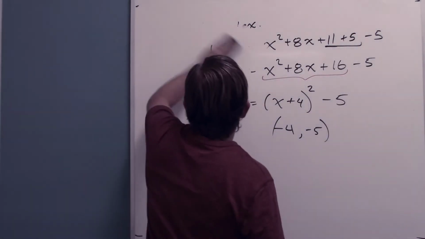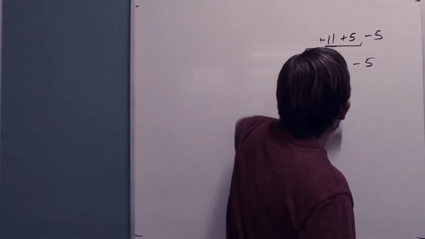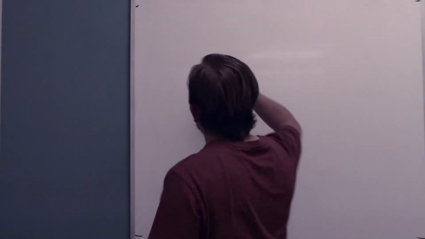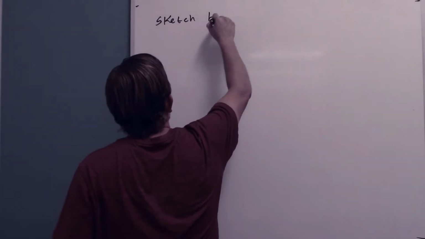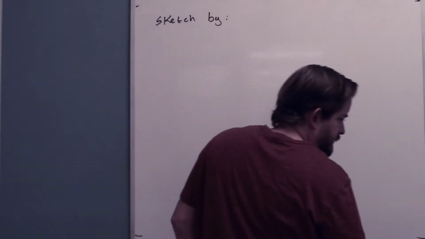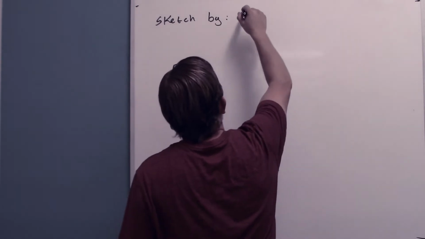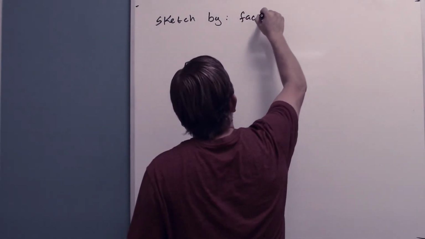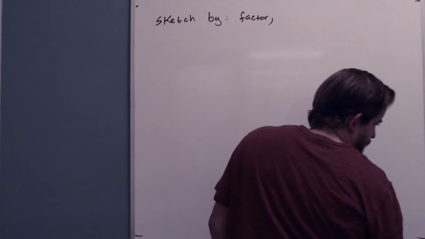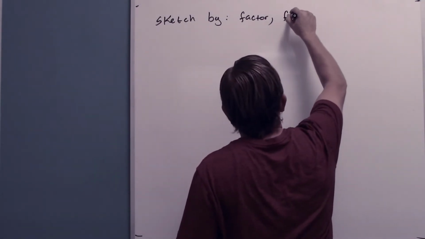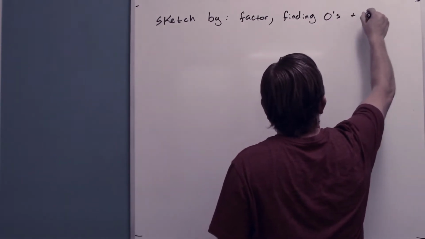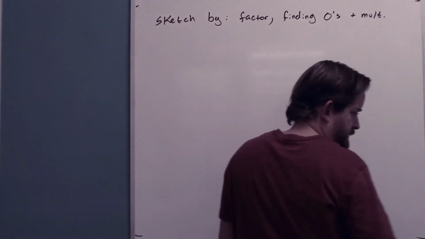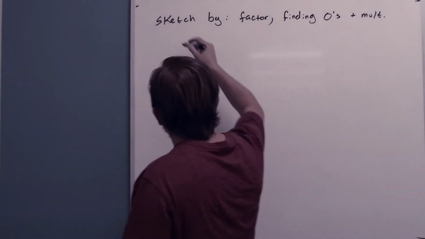Alright, let's look at the next one. We'll do one of these where it says to sketch the polynomial. So it says sketch by completely factoring, finding the zeros under multiplicity, and the end behavior.